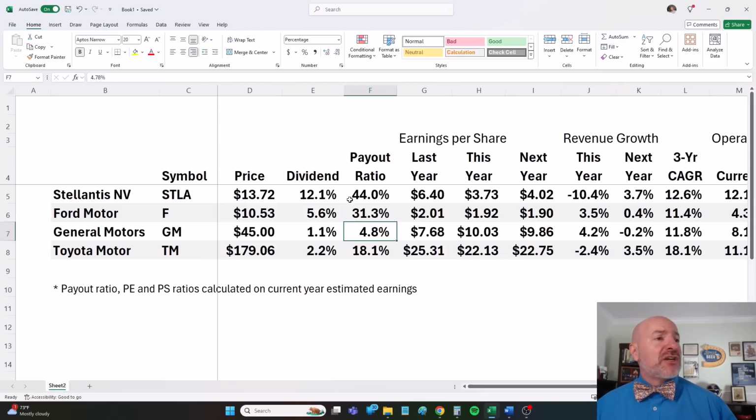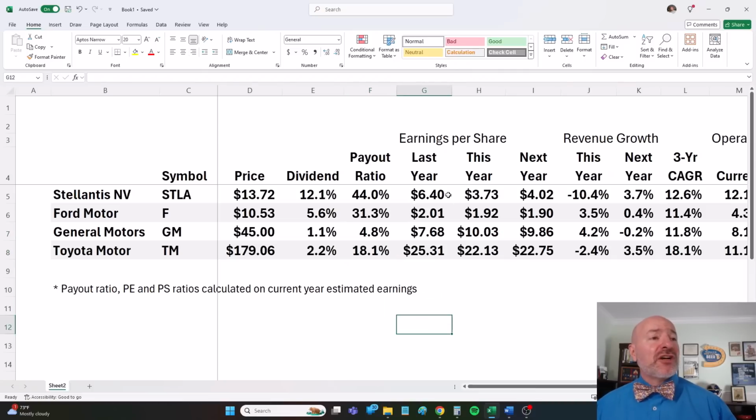Toyota is right around 18%. These two, Ford and Stellantis, I would want to be watching. If they weren't able to increase their dividend or grow their earnings over the next year or two, then these payout ratios would be a danger, something to start worrying about. Right now, I don't think there's anything to worry about. They are obviously a little bit higher and a little bit less sustainable than General Motors or Toyota.